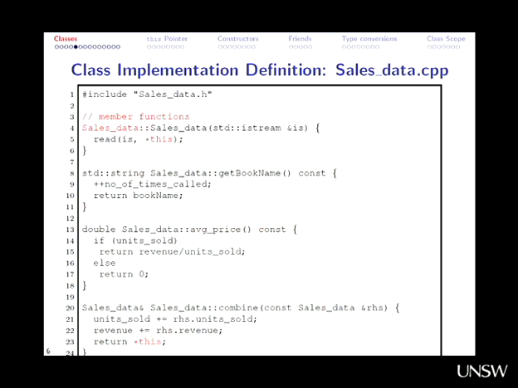Our definition, our salesdata.cpp file might look a bit like this. We hash include the .h file that we've created just on the slide above. And then we go and now define our member functions. And we can tell that we're defining our member functions based on this bit at the front of here, the sales data :: bit. Again, it's the scoping. This is saying now this is a member function within the sales data class. And so here's the constructor. Here's a get book name definition.